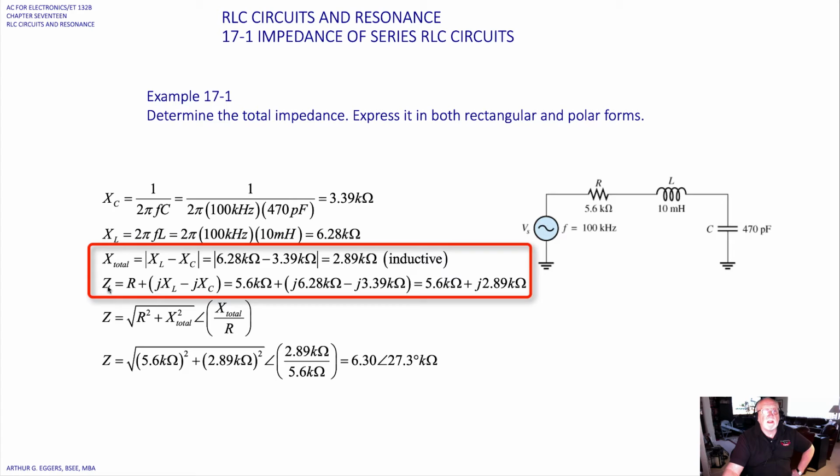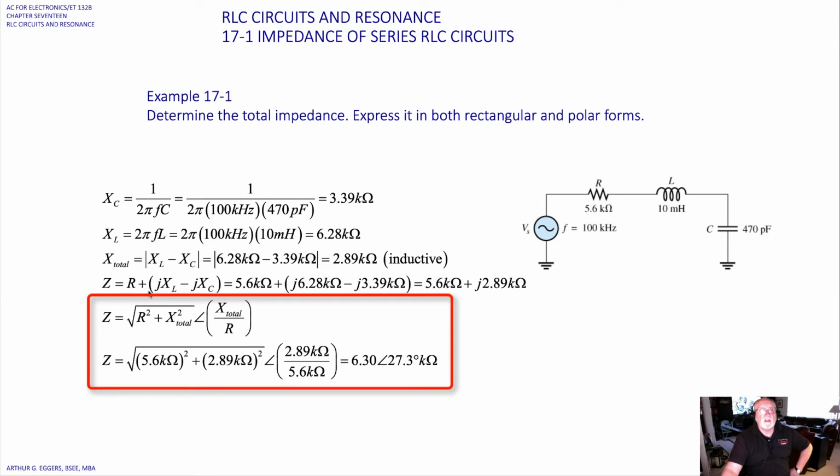So to calculate the total impedance, we put everything together using our j terms. So we have R, the resistance value, plus that difference, jX sub L minus jX sub C, and we end up with 5.6 k ohms plus j2.89 k ohms for this circuit. The next step is converting this rectangular relationship into a polar relationship. So there's our value that we've learned before.